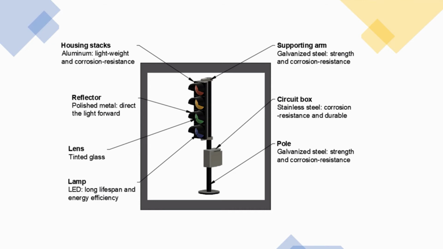For the reflector, we are going to use polished metal, which is good to direct the light forward for the traffic light to be visible clearly to the public. For the lens, we are going to use tinted glass. And finally, for the lamp, we are going to use LED, light emitting diode, instead of using a bulb because LED has long lifespan and energy efficiency.